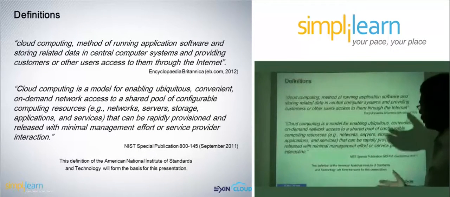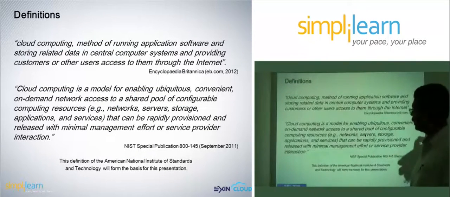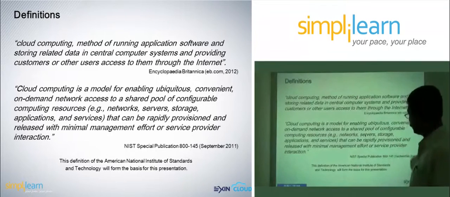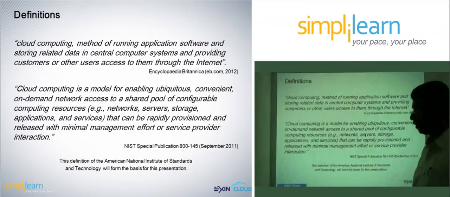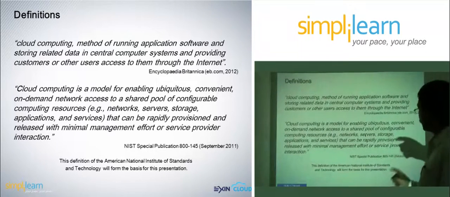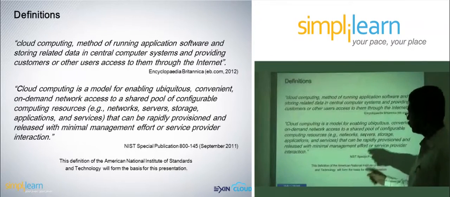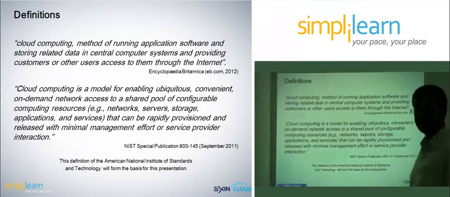So, some definitions straight out of the book. What is cloud computing? A small definition from the encyclopedia came out in around 2012, but the more accepted definition is what we're going to read now. It's from the National Institute of Standards and Technology from America. It says cloud computing is a model for enabling ubiquitous, convenient, on-demand network access to a shared pool of configurable computing resources, for example networks, servers, storage, applications, and various services, that can be rapidly provisioned and released with minimal management effort or service provider interaction.